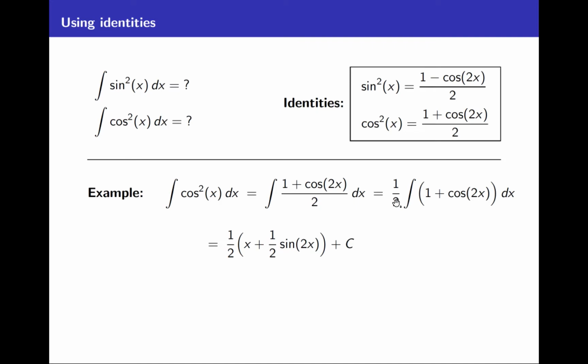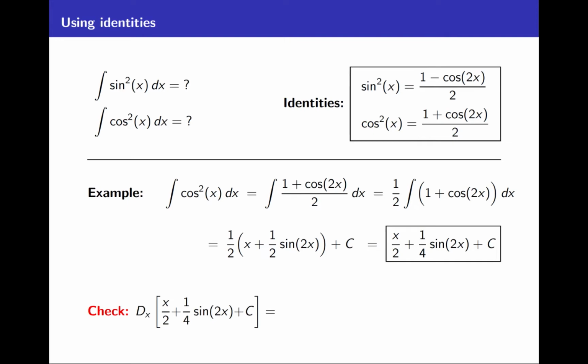Doing this integral, we have the 1/2 out in front. The integral of 1 is x, and the integral of cosine 2x is 1/2 sine of 2x, and then we add a c. So there's our answer. Simplifying a little bit, x over 2 plus 1/4 sine 2x plus c. So even though substitution didn't work, we could solve this one with a trig identity.